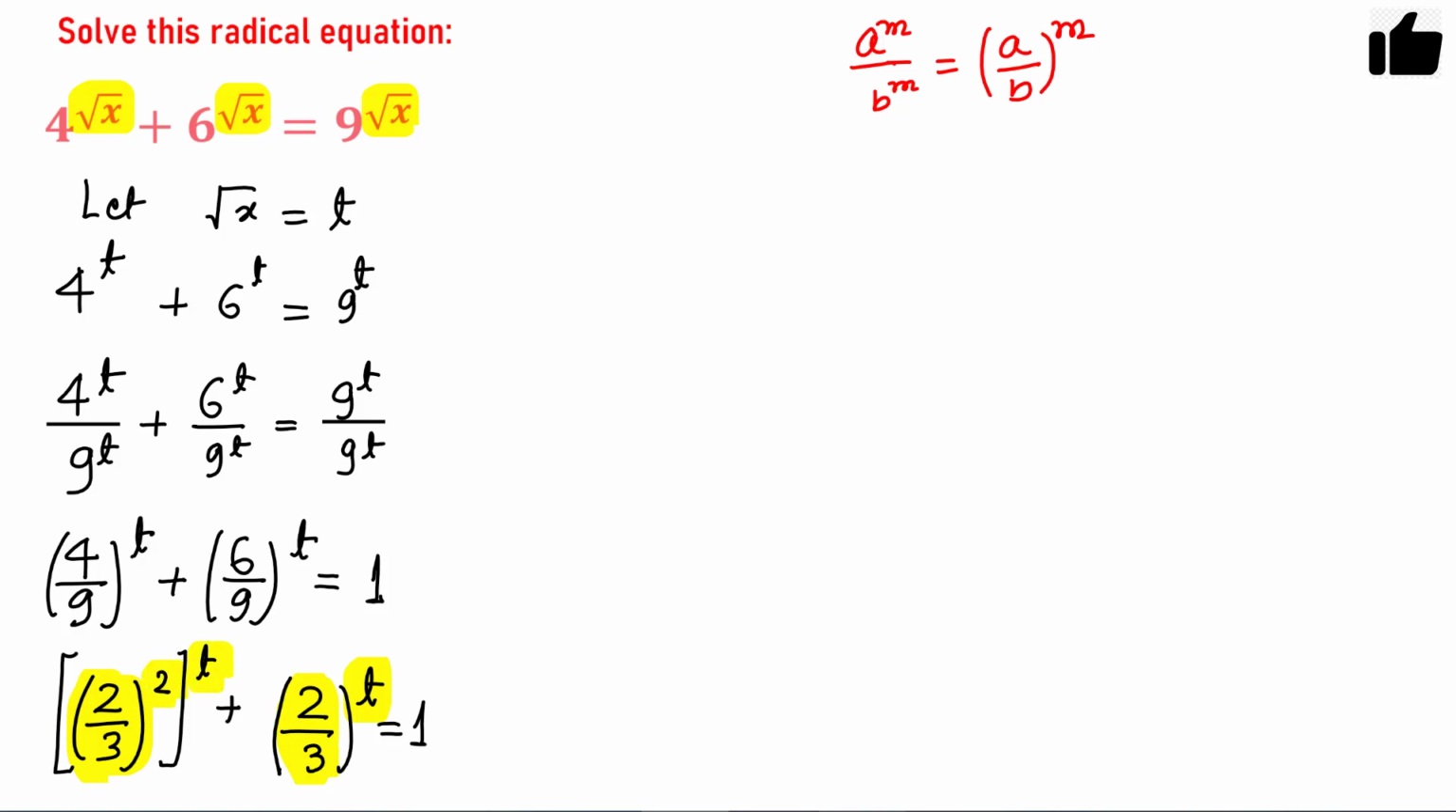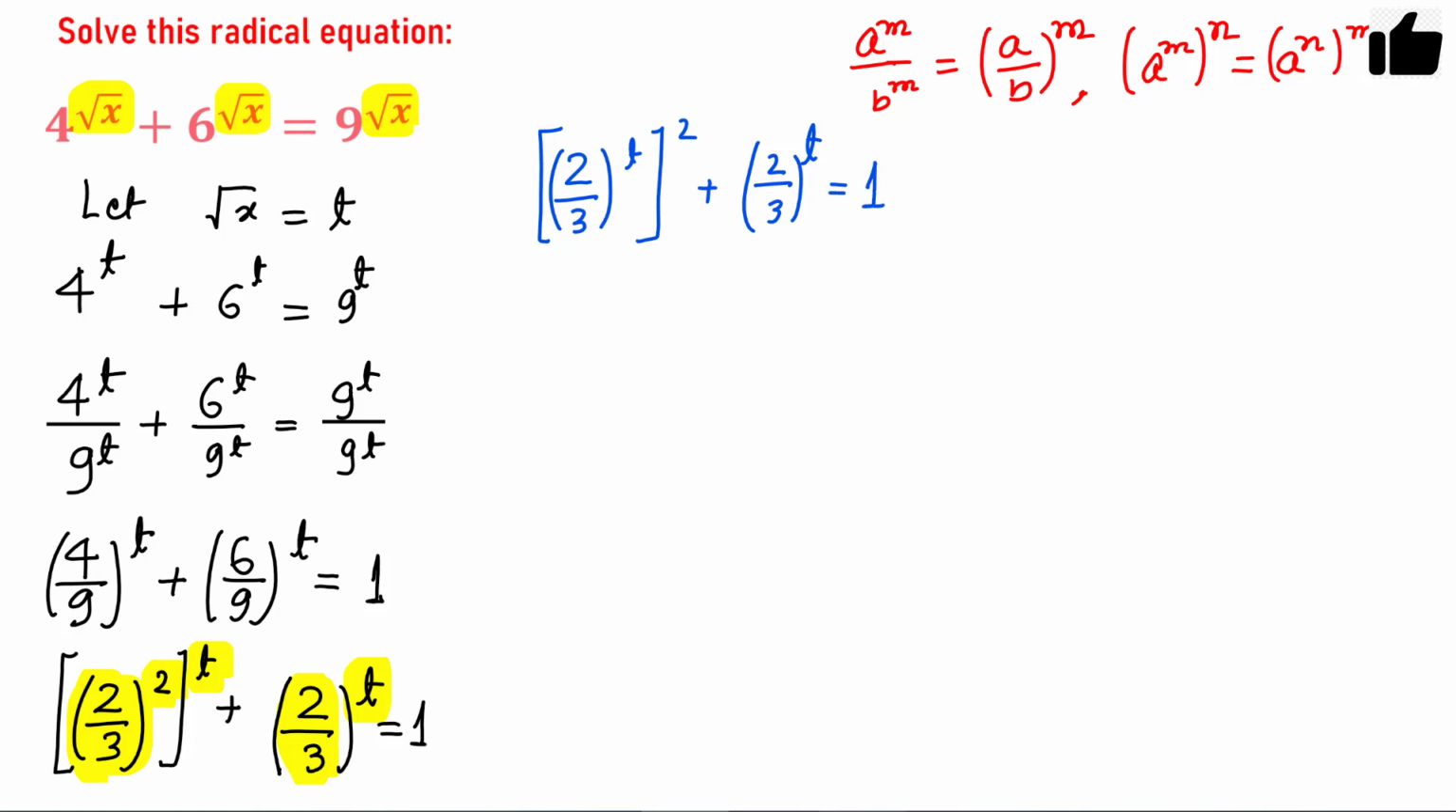So there is again a rule in powers: if you have a raised to the power m raised to the power n, this equals a raised to the power n raised to the power m. So basically exponents can be interchanged. Now I can rewrite this equation. If I interchange the exponent, this becomes ((2 by 3) raised to the power t) whole square plus (2 by 3) raised to the power t equals 1. Now let us make another substitution. You see 2 by 3 raised to the power t you have here, and this term is also here. So I can make the substitution y equals (2 by 3) raised to the power t.